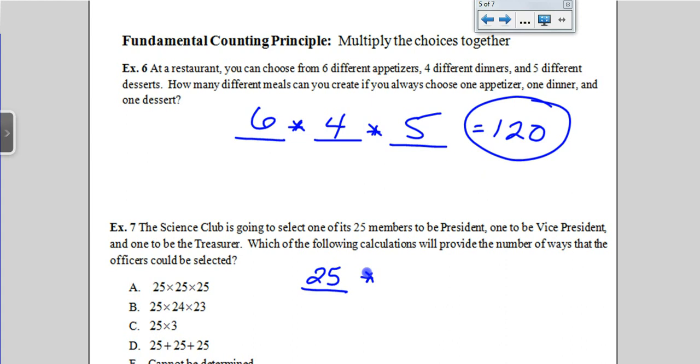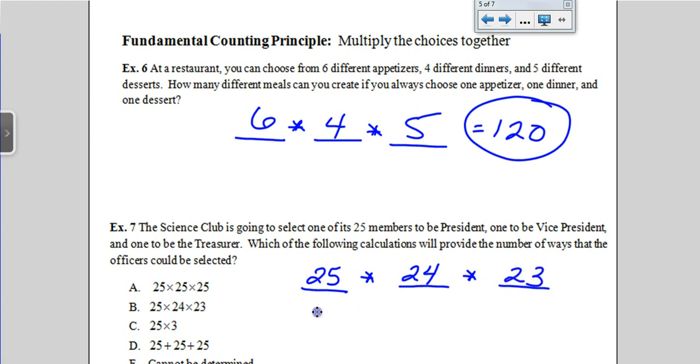So let's say Sandra is president. Now, Sandra cannot be vice president or treasurer. So when I go to choose vice president, now I only have 24 kids to choose from. And when I go to choose my treasurer, I can't choose either of these first 2 children, so now we have 23 children to choose from.